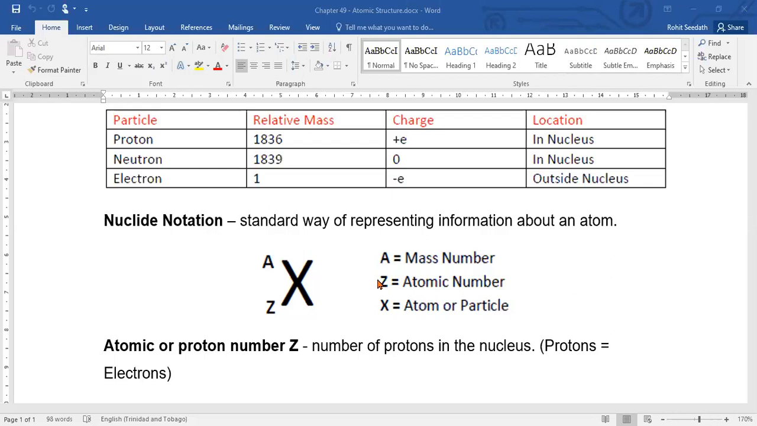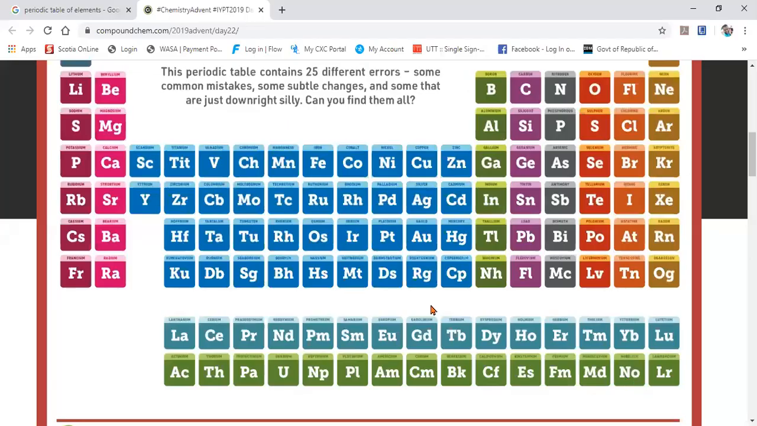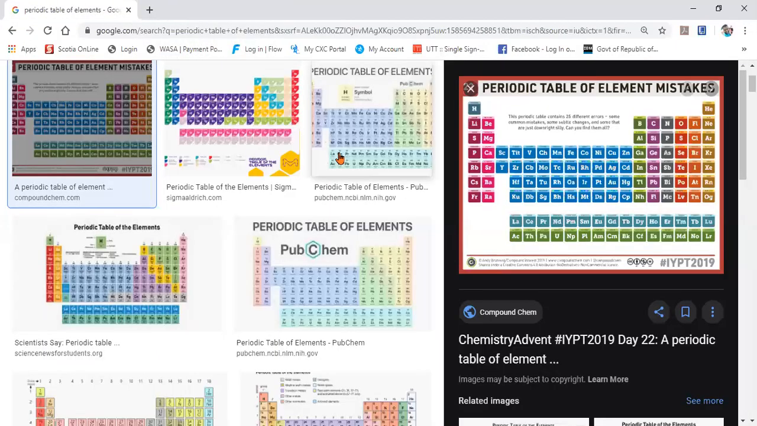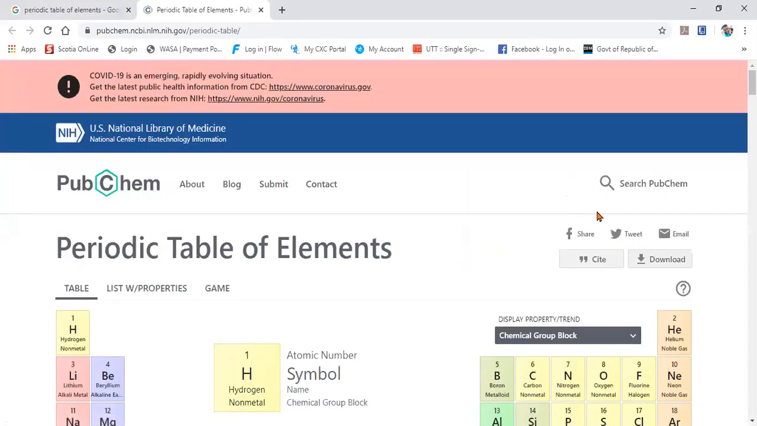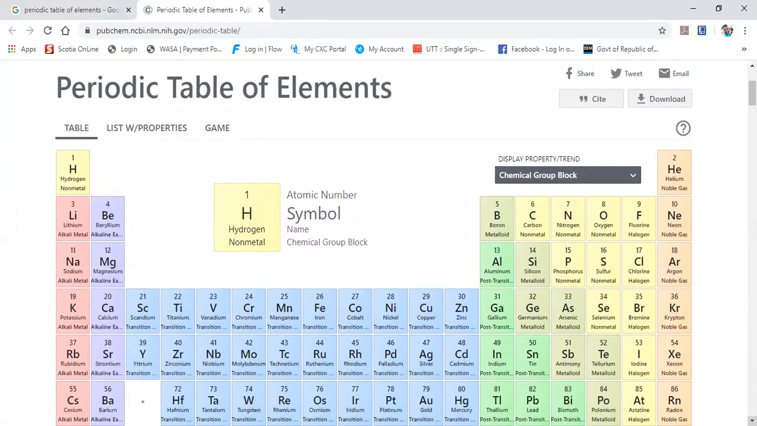Good. So this is a periodic table here. I'm just going to put it up on the screen for you to have an idea. Everybody has seen the periodic table. This one has some errors in it, so I'm going to get the correct periodic table. Sorry. Good. So this is a periodic table of the different elements.